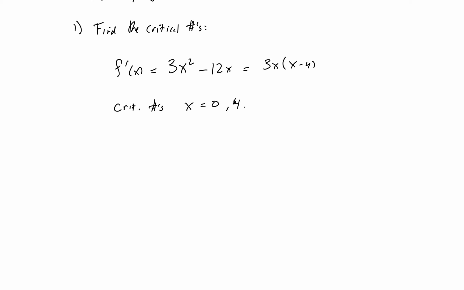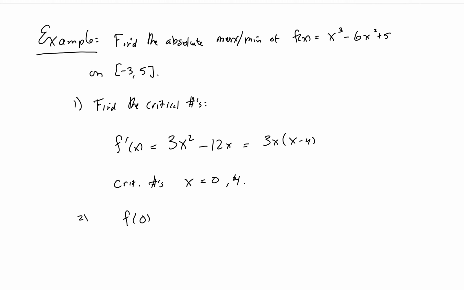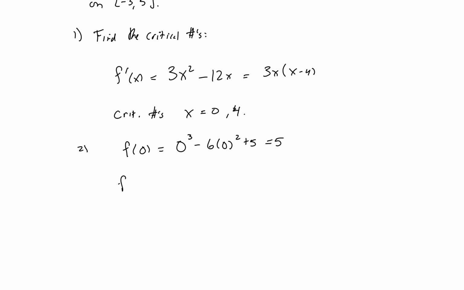And so now we plug these and the endpoints in. So I have f of 0. Well, we just plug this into the original function. So this is just 0 cubed minus 6 times 0 squared plus 5, which is just 5. And we do the same thing for the other critical value. This gives me minus 27.